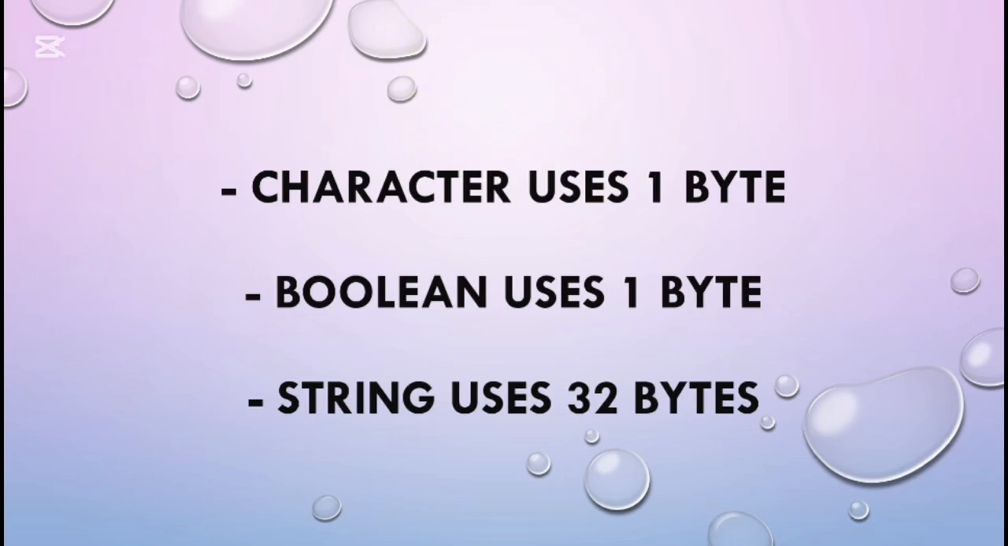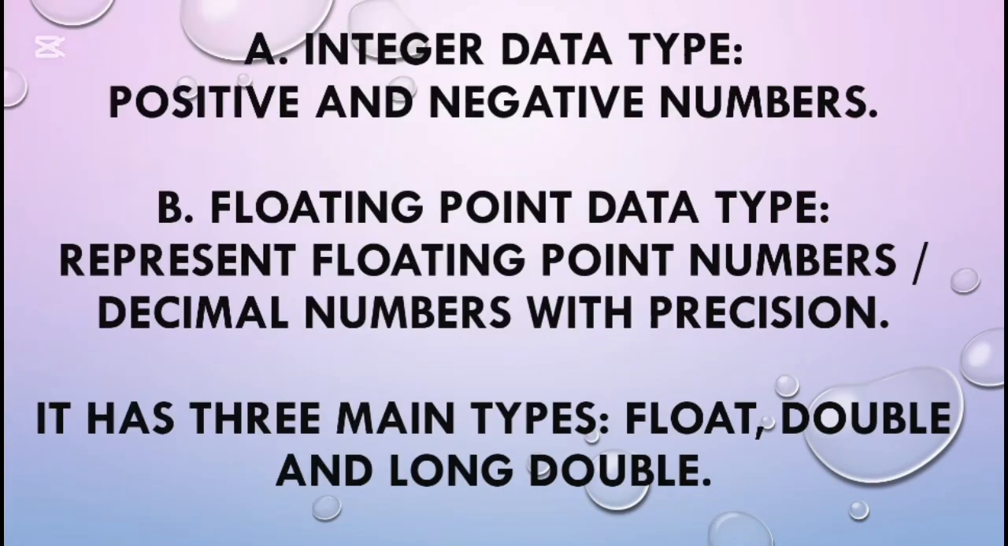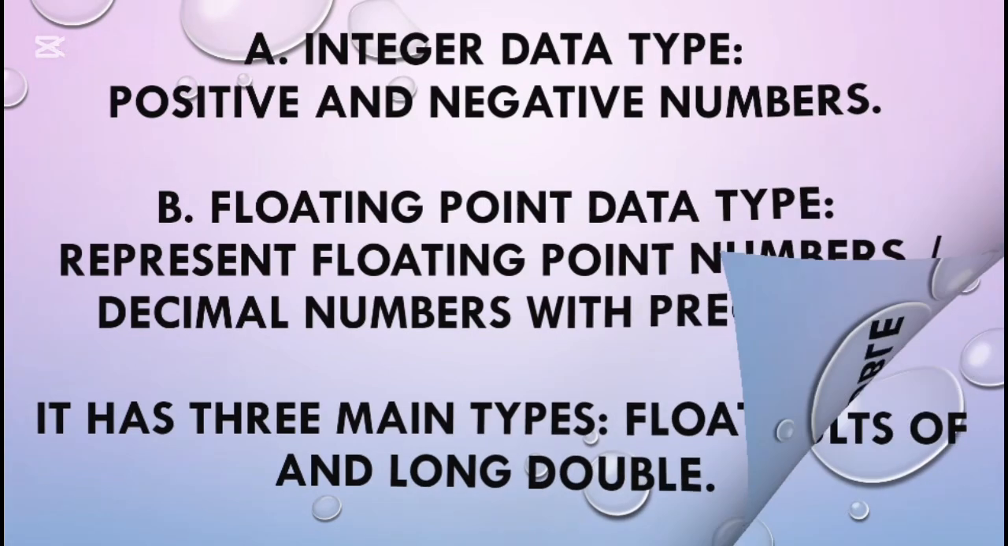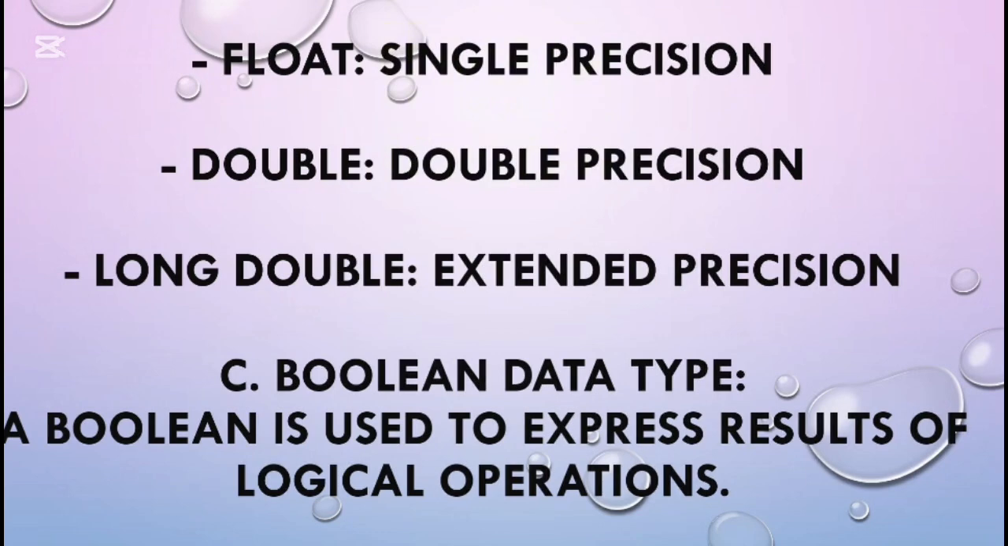With this being said, we move forward to the integer data type, which is positive and negative numbers. I've already said that. The float represents floating numbers or decimal numbers with precision. The floating point data has 3 main types, but basically we often talk about the 2, the float and the double. The float has single precision, the double has double precision, and the long double has extended precision.